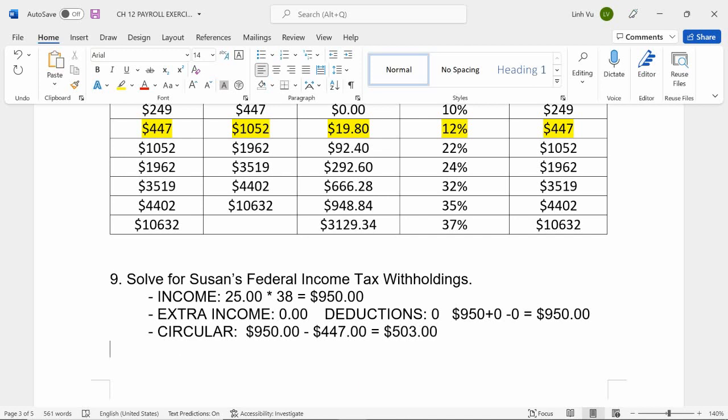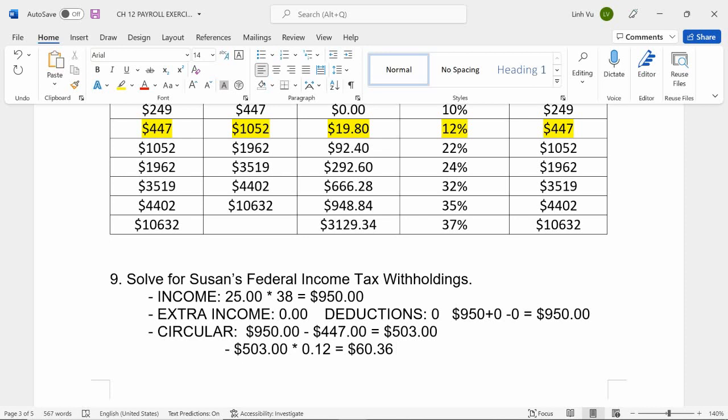Okay, so now the tax. What are you gonna do with that $503? We multiply it by 12%. I got 60.36.